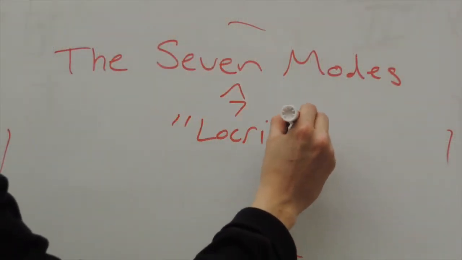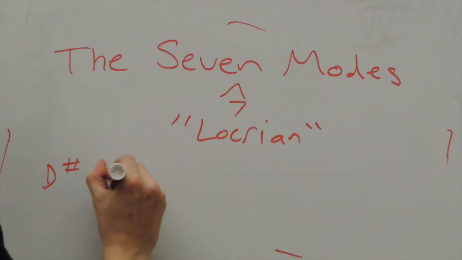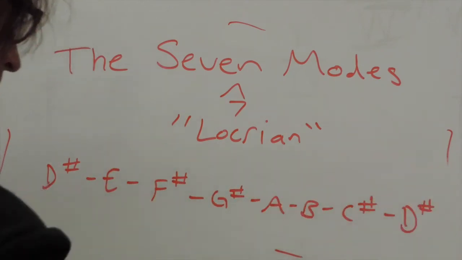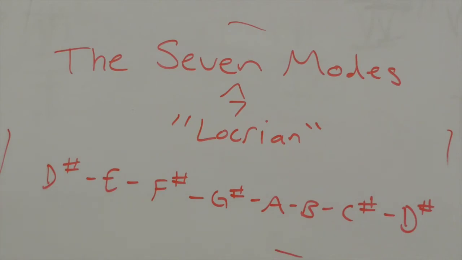So the seventh mode, beginning on the seventh scale degree, is called the Locrian mode. In E major, this scale begins on D sharp, and we're going to use the 8th fret of our G string.